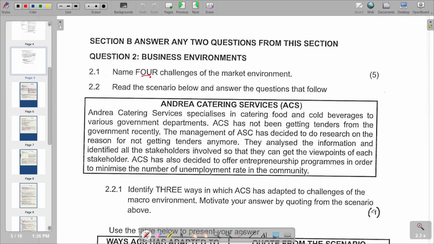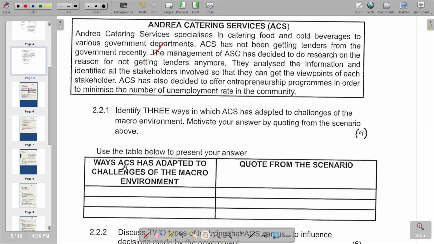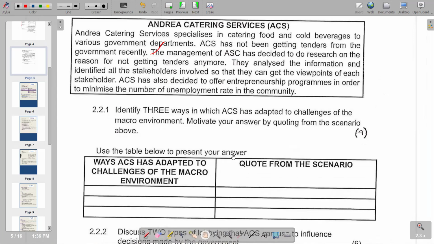If you come in, we can try to see where we have those. If you come to this sentence, it reads that the management of ACS has adapted by doing research on the reason for not getting tenders anymore. So the part of doing research is part of information management. So we have information management, and you are supposed to quote this part. Remember, you are given how to present it. The answer section reads use the table below to present your answer, whereby you've got a column for ways ACS has adapted to challenges of the macro environment, and then a column to quote from the scenario. So in this column, you're going to have information management, and then you quote by putting this sentence that we have here.